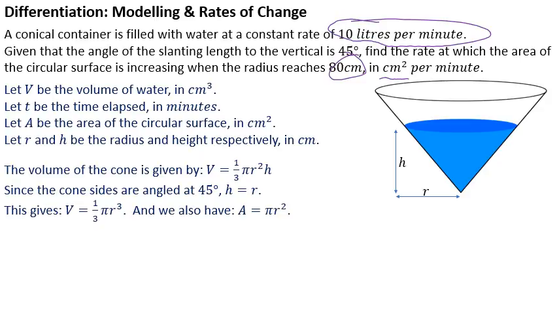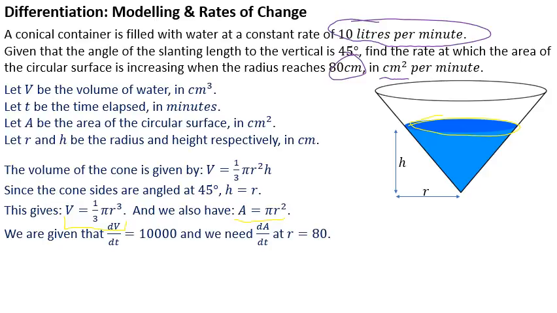Next, we can use the fact that the height and the radius are the same to give us an expression for the volume that only involves one variable. We've managed to write the whole thing in terms of the radius. The radius seems like a sensible thing to write it in terms of, because the area can also be written in terms of the radius. We've got the area as pi r squared, that's the area of that circular surface of the water, and we've got a volume of a third pi r cubed now. That's pi r squared times r, because r is h.